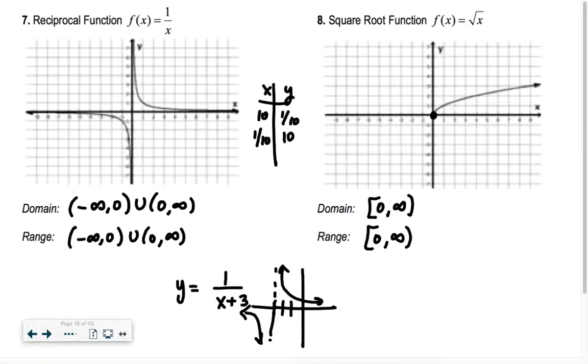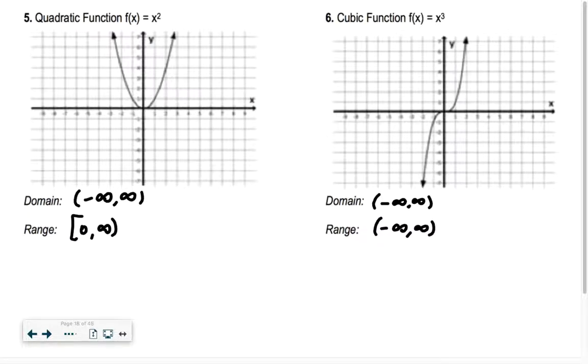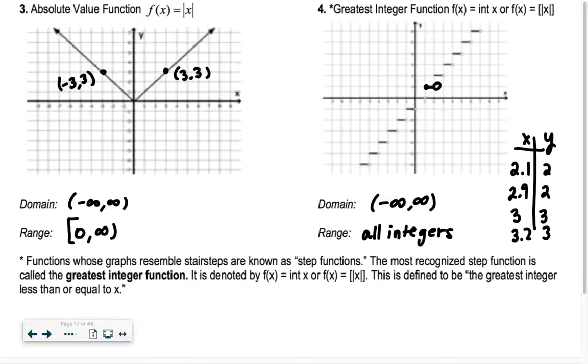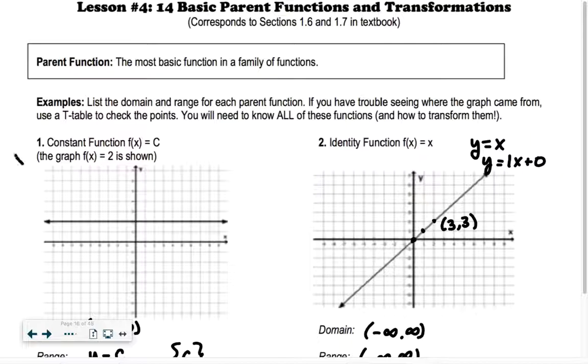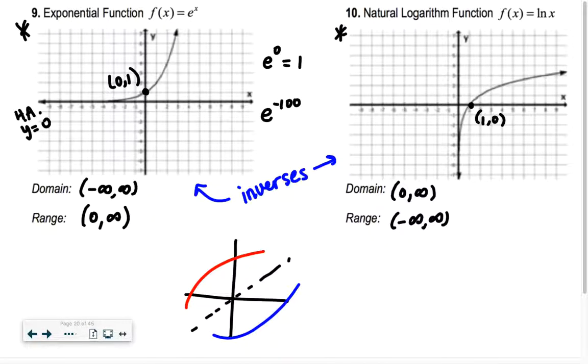And same for all of these. I would know most of these graphs. I think it's okay if you don't know sine, cosine, and the logistic. Oh, you don't have to know the greatest integer either. I'll let you skip that. But all of these graphs, you should have a basic idea of what those look like because it saves you time. If you don't have to do a t-table every time you're trying to graph something, it just saves you time.